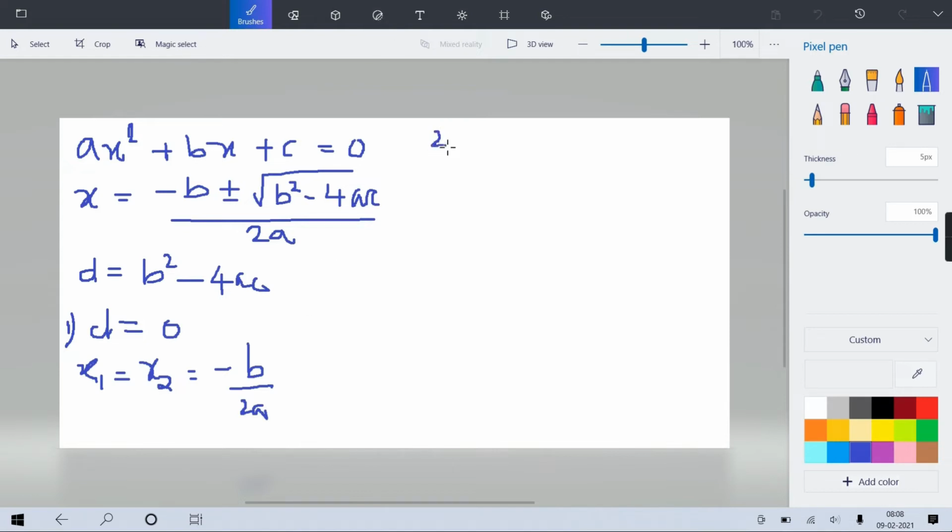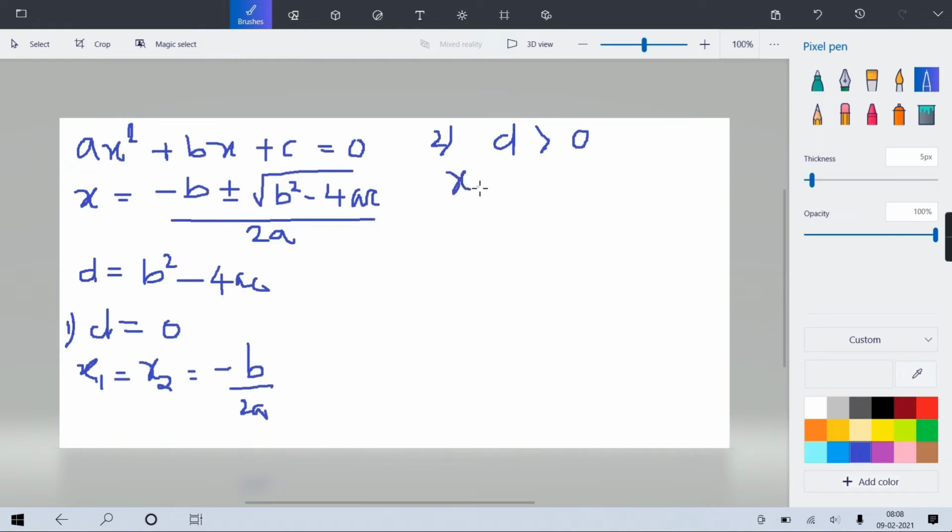Now second situation, if d is positive, that is greater than 0. Now all this writing I am doing by mouse, so you have to understand it. We just print the real roots, right? No, but when d is positive, then you have to take the root of d. So 2 solutions you'll get.